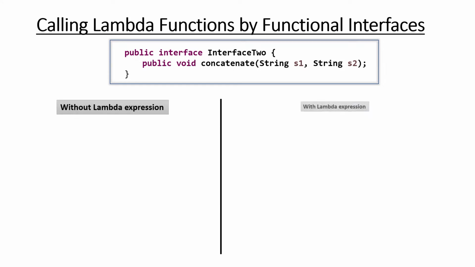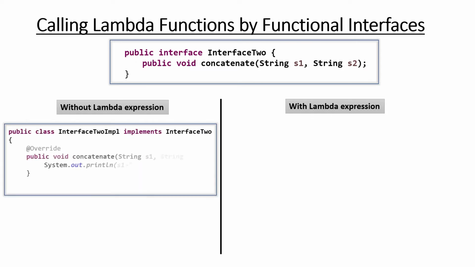Tell me, how will you write the implementation of this interface in Java 7 when we don't know what the lambda expression is? So what you will do here is you will provide a class that will implement this interface, and then that class will provide the definition for the method which is present inside the interface. So your code will look something like this.